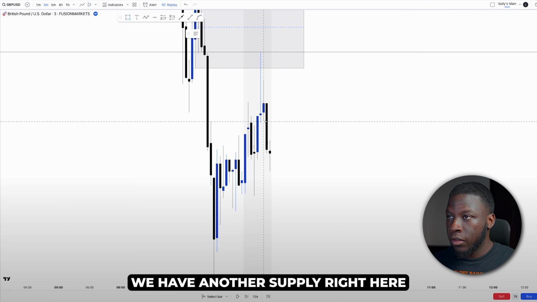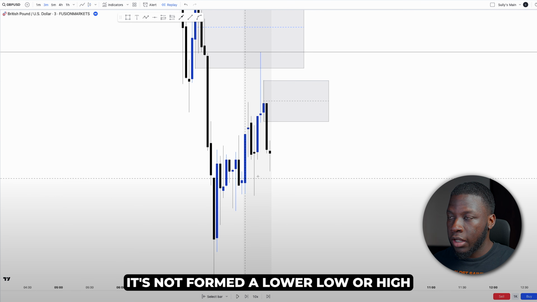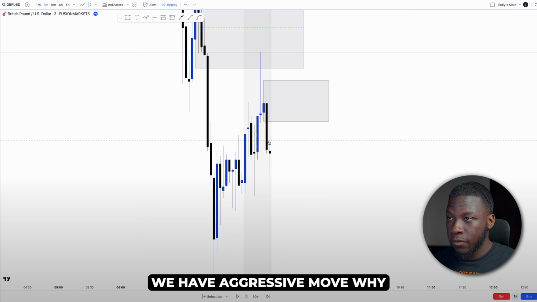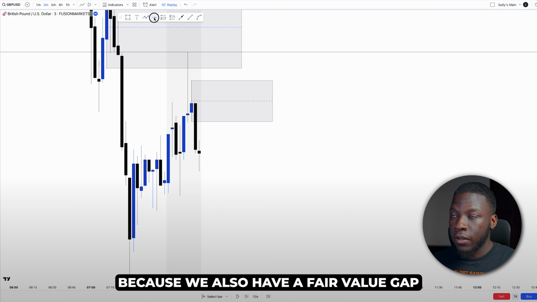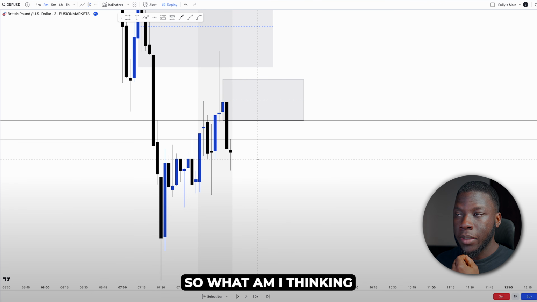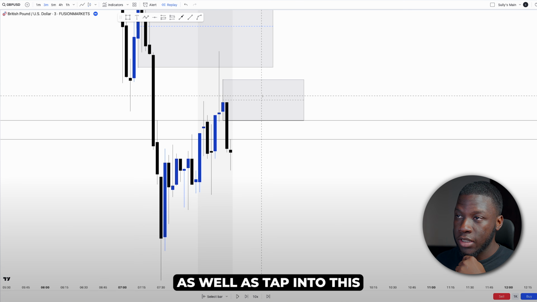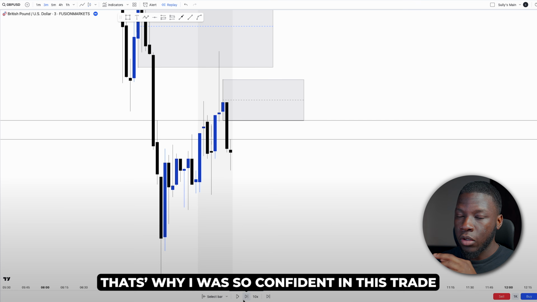Once we had that first initial push, what do we have? We have another supply right here. It's not broken any structure. It's not formed a lower low or high or anything, but we do have a supply. We have an aggressive move. Why? Because we also have a fair value gap from here to here. So we have a fair value gap present. So what am I thinking? I'm thinking at some point now, price might want to go back up to fill this as well as tap into this and then continue. That's why I was so confident in this trade.